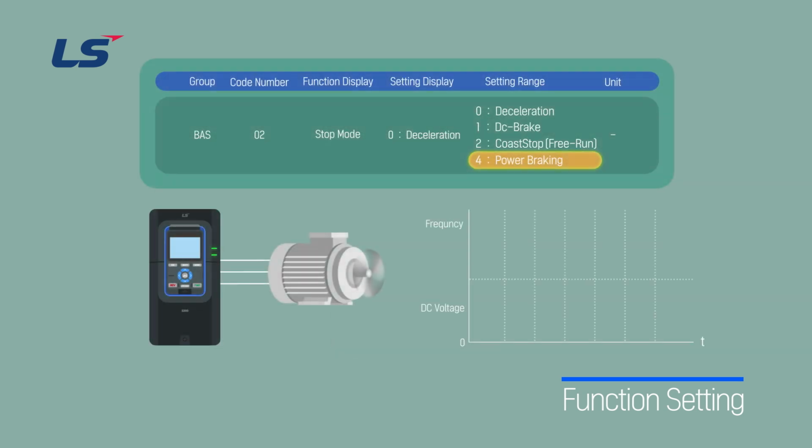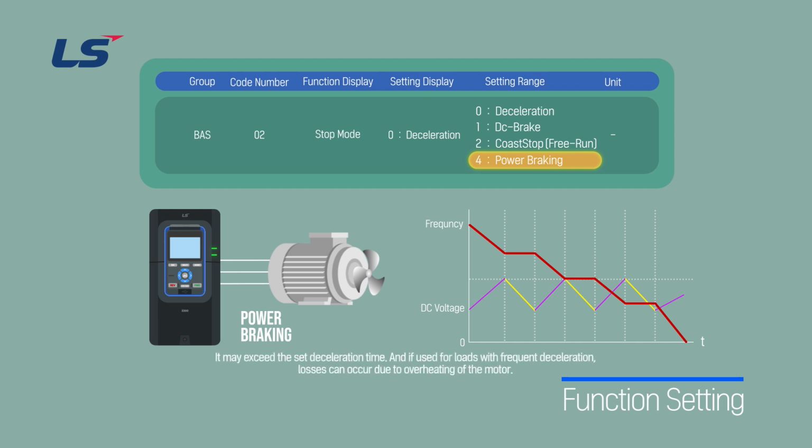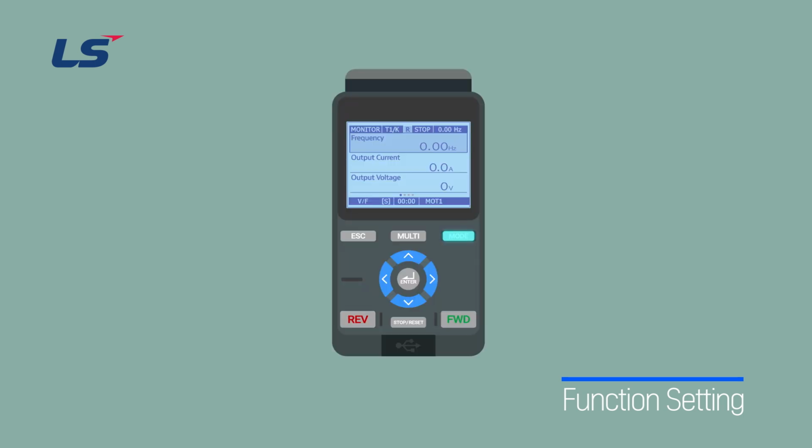Power braking stop method adjusts the deceleration slope or reaccelerates to reduce the regenerative energy when the AC drive DC voltage rises above a certain level due to motor regenerative energy. This setting can be used without separate braking resistors and braking units when a short deceleration time is required. Be aware that the actual deceleration time may exceed the set time, and frequent decelerations can cause motor overheating and damage if used on loads with frequent decelerations.